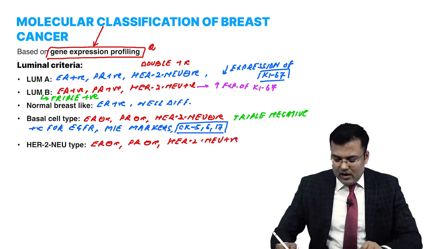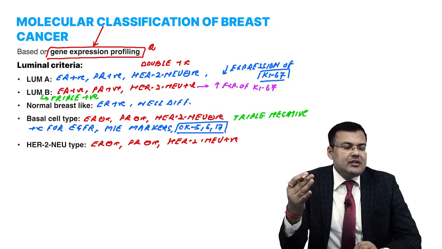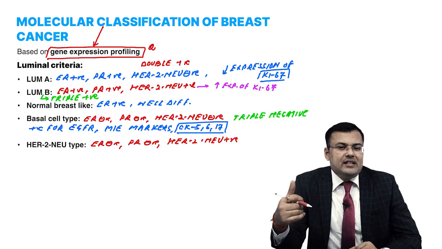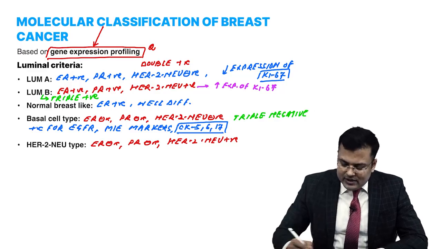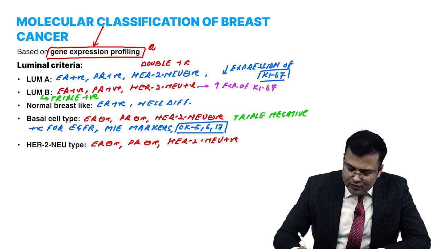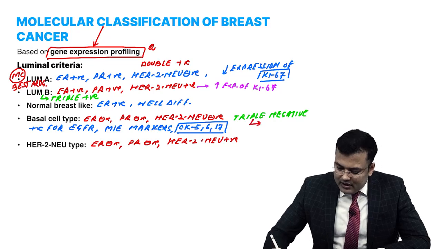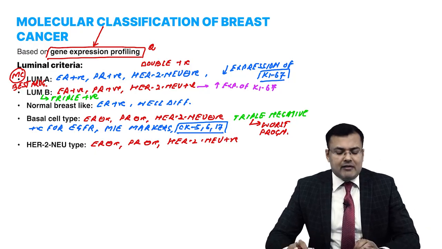Now see, classification starts from A, B, C, D, E or 1, 2, 3, 4, 5. If it starts from A, B, C, D, E, what is the most common type? A. And what is the most common type having best prognosis? It's Lum A. It is having best prognosis. Which one is having worst prognosis? Triple negative, the basal cell type. It is having worse prognosis.